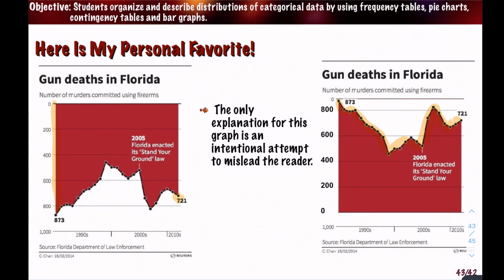So that's the end of categorical data. We have one more unit, or one more chapter, that we're going to cover this week, and that's going to introduce us to quantitative data.